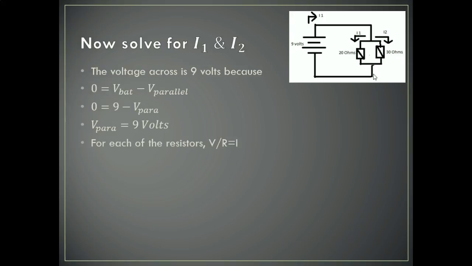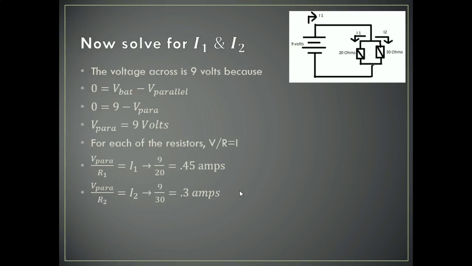So now for each of the resistors, we have to do Ohm's law. V equals IR, so V over R equals I. So the voltage of the parallel part over R1 equals the current in R1. So 9 volts over 20 ohms equals 0.45 amps. And for the other resistor, the voltage is still 9, the resistance is 30, so 9 over 30 is 0.3 amps.